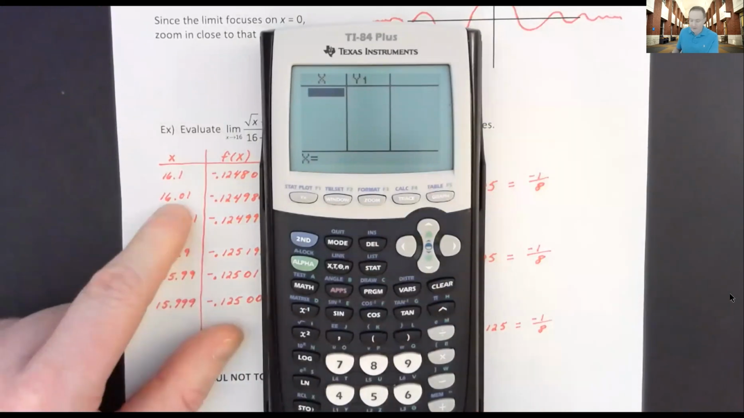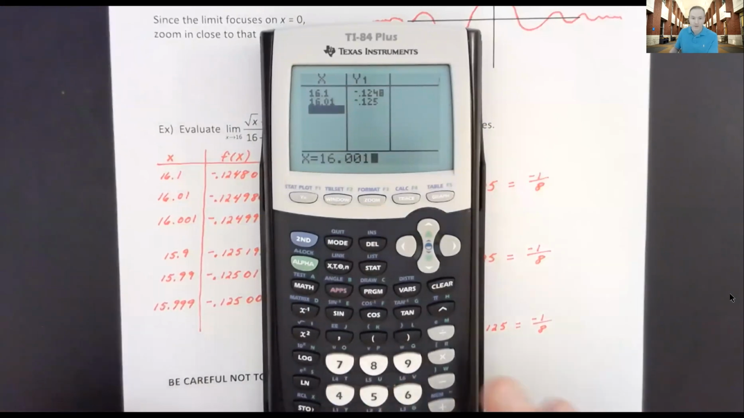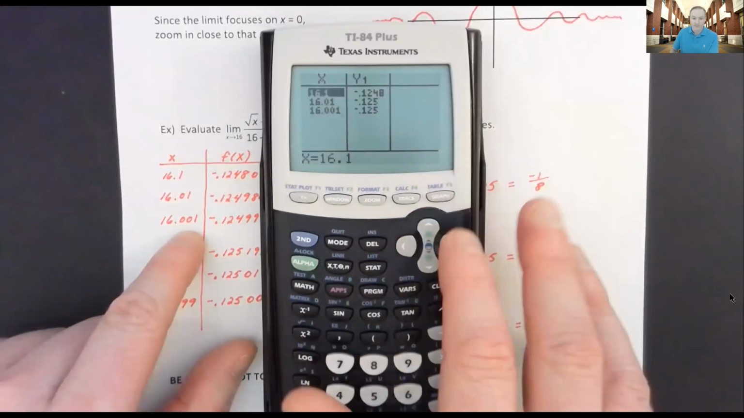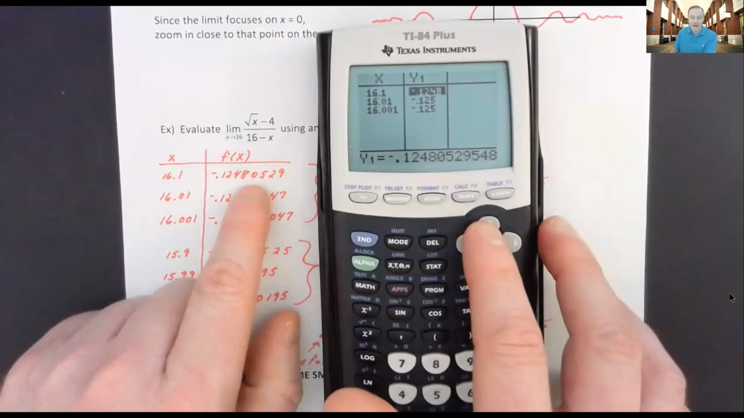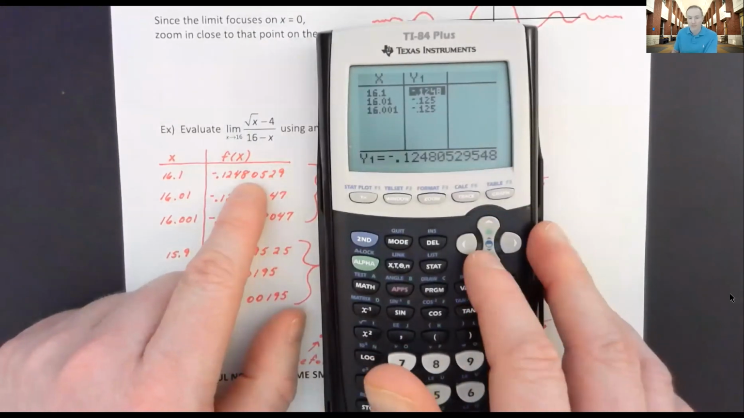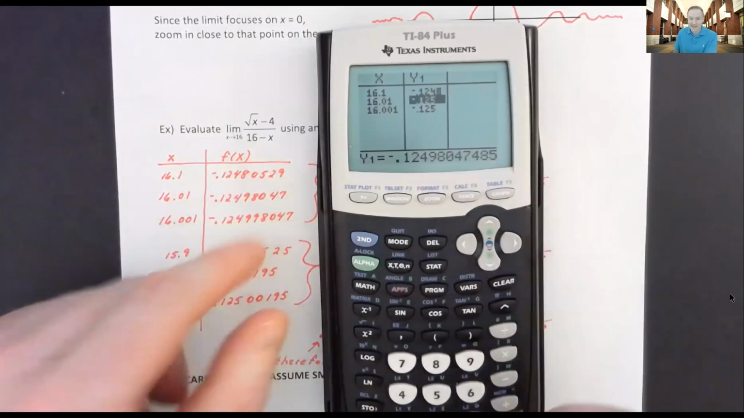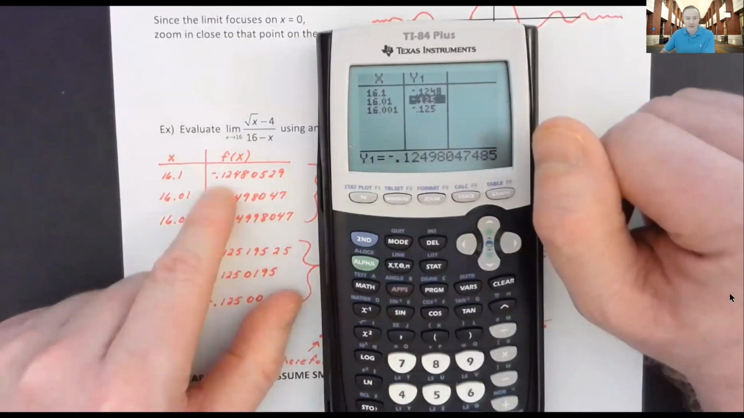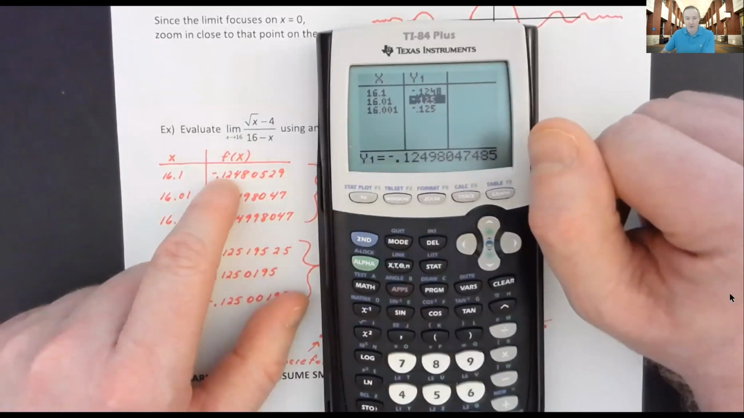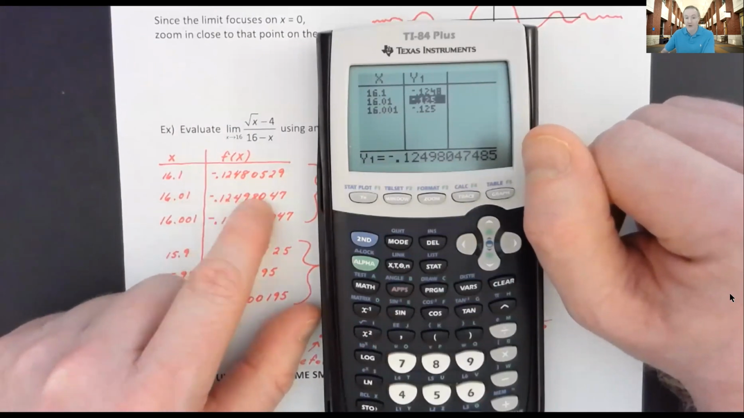Now, of course, entering these in is no big deal: 16.1, 16.01, 16.001, we get all of those values in. Scroll over and you can see the more exact values that I had. My goal from one y value to the next is to see what change there is in the numbers. I got negative 0.1248 here, and negative 0.12498.